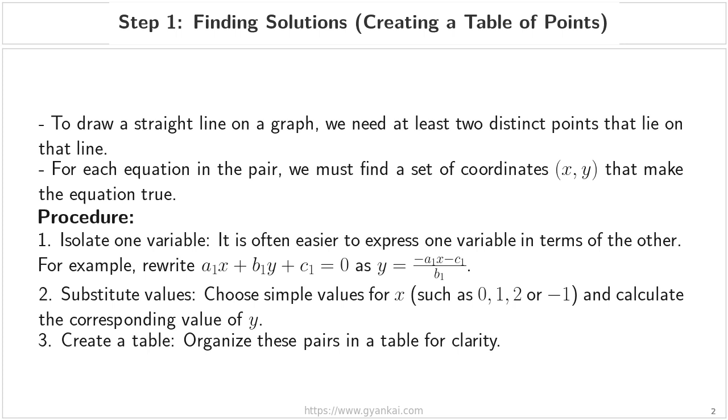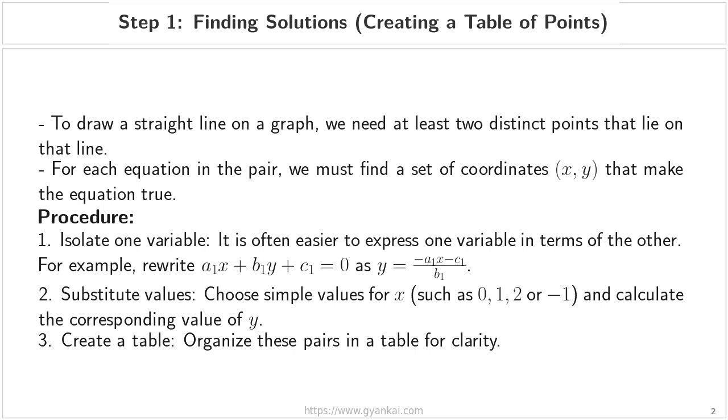I recommend following a simple three-step procedure. First, try to isolate one variable. It is much easier to work with an equation when one variable is all by itself. For example, if you have a complex equation like a subscript 1 x plus b subscript 1 y plus c subscript 1 equals 0, you should rewrite it so that y equals negative a subscript 1 x minus c subscript 1, all divided by b subscript 1. This puts the equation into a much more manageable format.